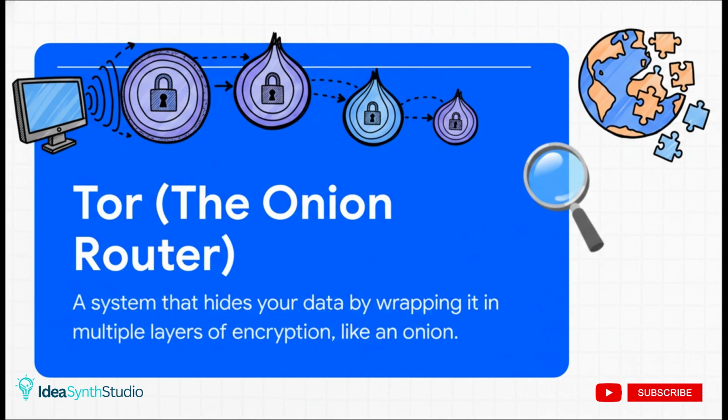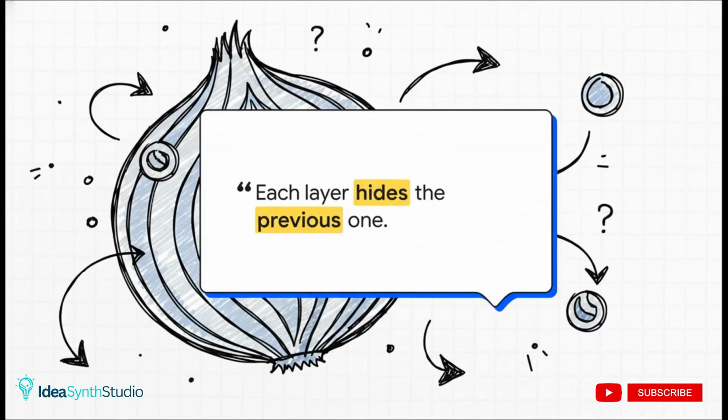The core idea was to wrap data in multiple layers of encryption, kind of like the layers of an onion, making it basically impossible for any single observer to see the whole picture. And that's the absolute genius of it. Each layer hides the one before it. So as your data is hopping around the world, each stop on the journey only peels back one single layer. It reveals just enough information to know where to send it next, and absolutely nothing more.